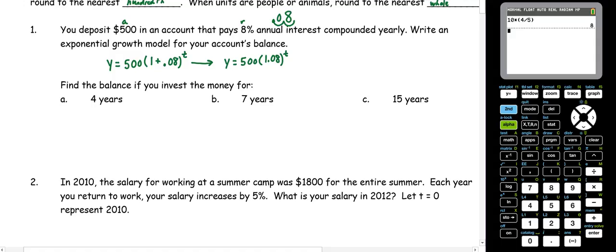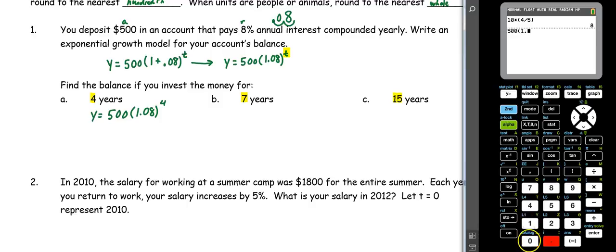So now I want to determine what the balance in the account is depending on how many years I put my money in the account. So each year is going to be substituted in for t, and we're going to use a calculator to evaluate. So in A, we would have y equals 500 times 1.08 to the fourth power. In our calculator, we're going to type 500, parenthesis 1.08, close your parenthesis, and then we want the fourth power, so we're going to use the caret below the clear sign and put in our exponent 4, hit enter. We're dealing with money, so we're going to round to the nearest hundredth.